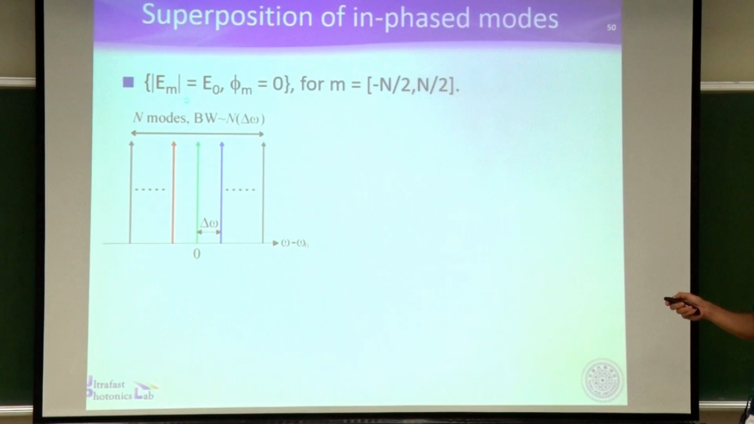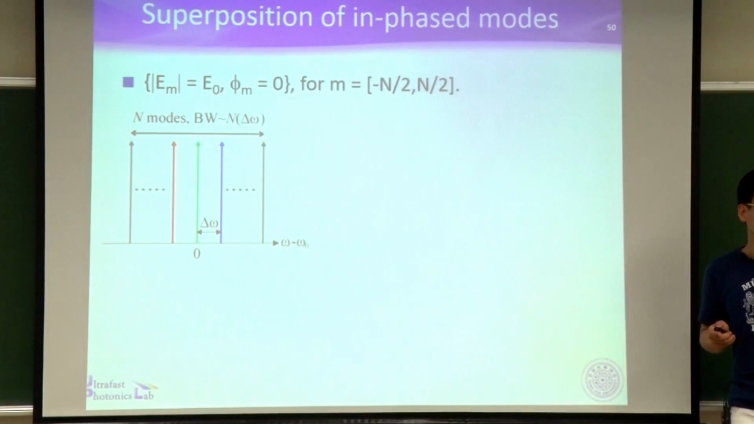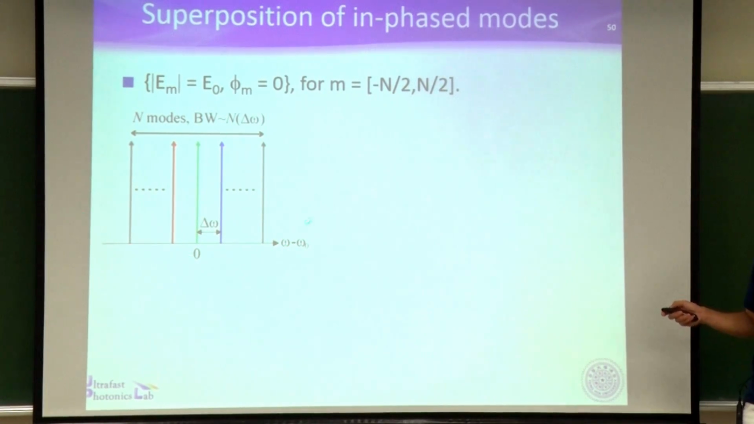And if we assume all of them have the same magnitude, E0, so you can see the height of each delta function is the same. And we also assume the phases are 0 for all of them. So they are in-phased longitudinal modes. Okay? Then what will happen in the time domain? This is the representation in the frequency domain, right? What is the synthesized waveform?